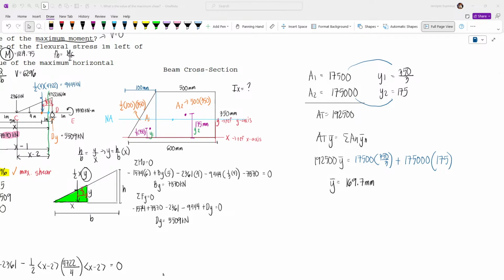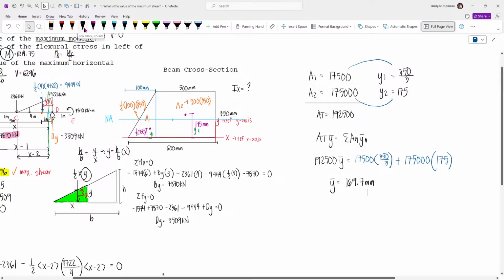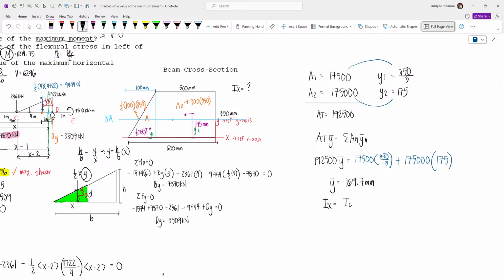So, makuha na nato ang Ix. Na naman ay centroid. So, di ba Ix equals ang individual nga I about the neutral axis for each shape, and then plus Ad squared. By the way, summation na siya na. Summation of this expression.